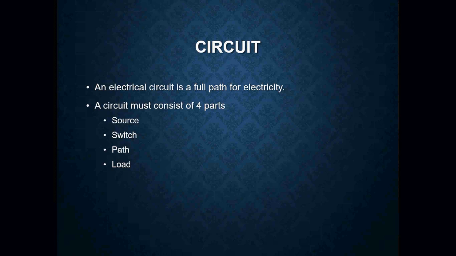Well, an electrical circuit is a full path for electricity to flow. In order for us to have a full path for the electricity to flow, we got to have at least 4 parts to it. We need to have a power source. We need to have a switch. We need to have a path, and we need to have a load. If we do not have one of those 4 parts, we technically do not have a complete path for electricity to flow.